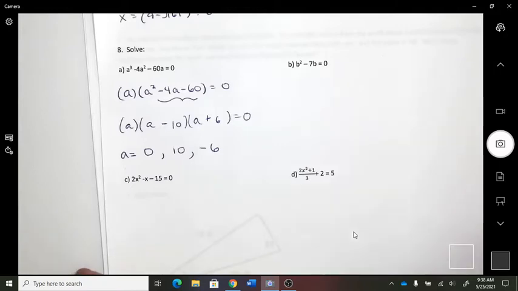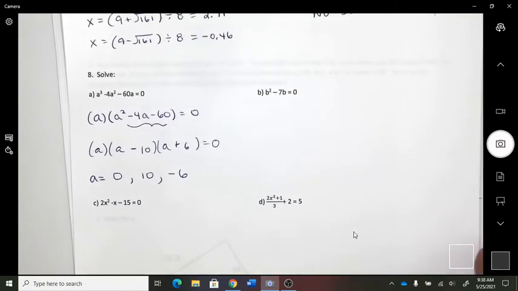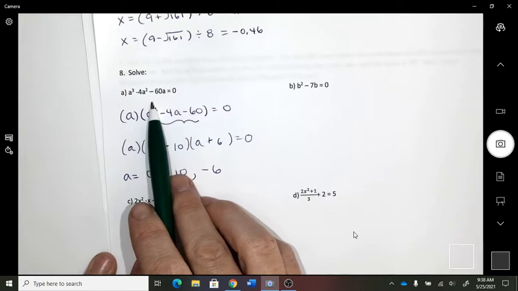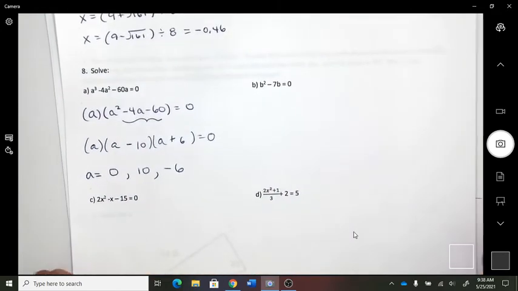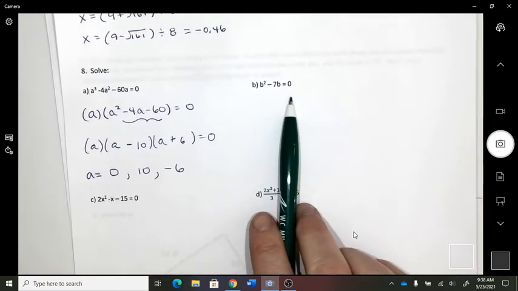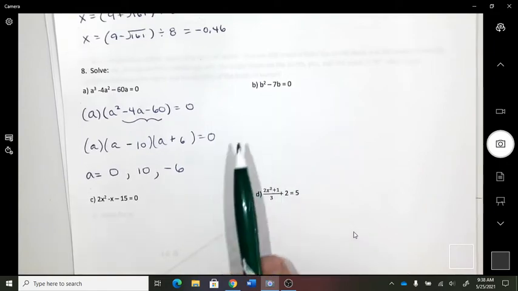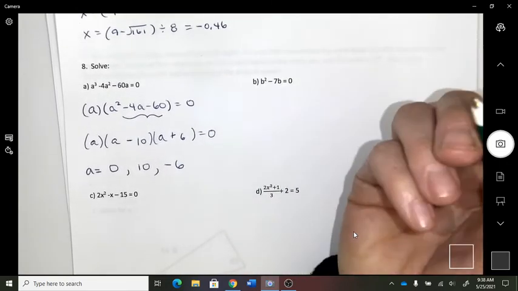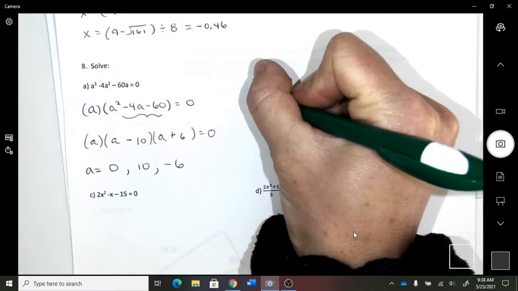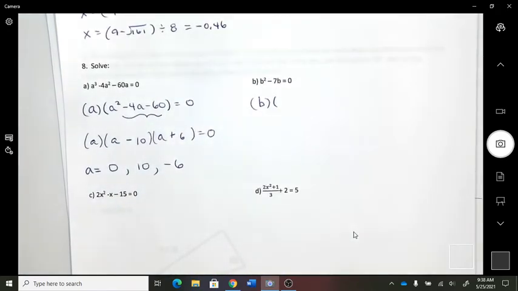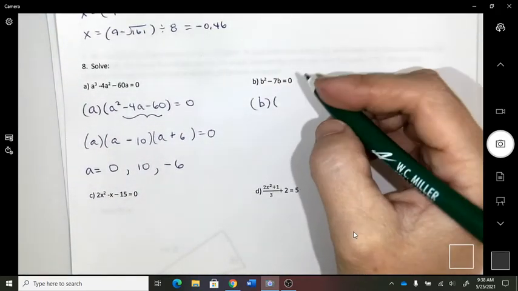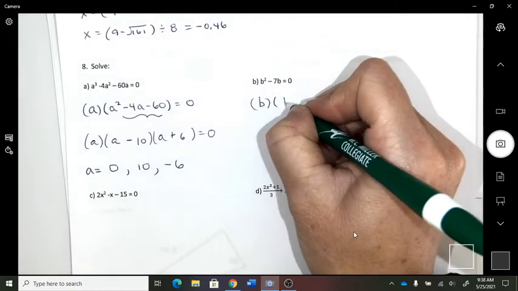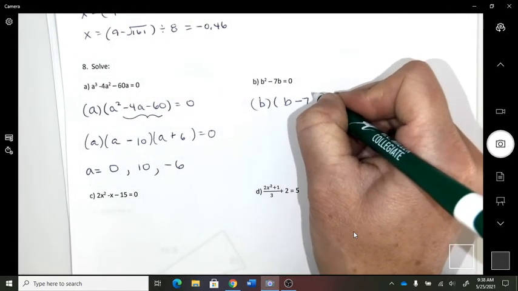Okay, B. I didn't really plan these very well. Question A and I used A's, question B and I used B's. Anything that's clicking in your head with a style? Yeah, it's another GCF. So I'm left with a B and a subtract 7.